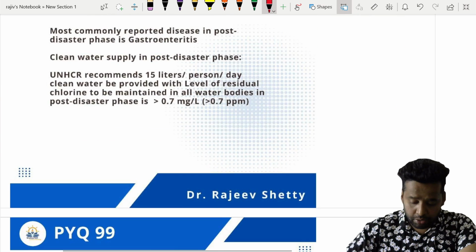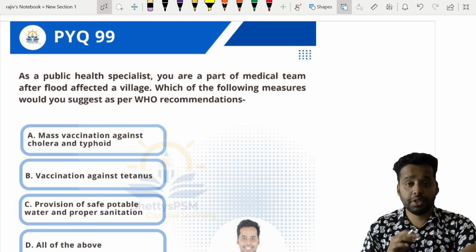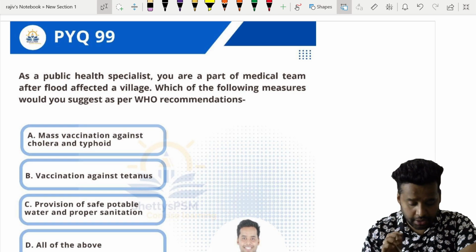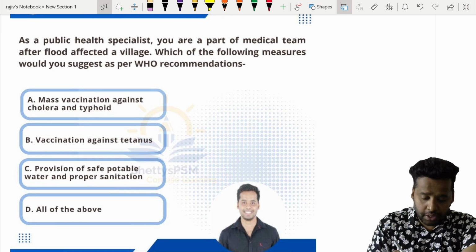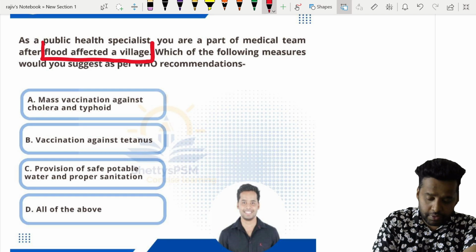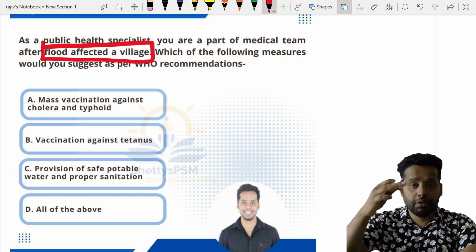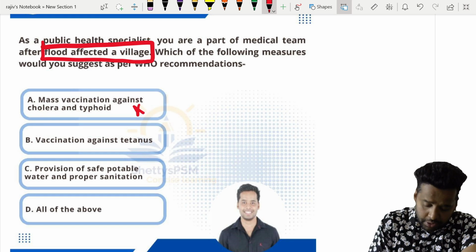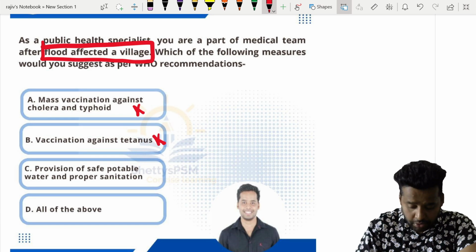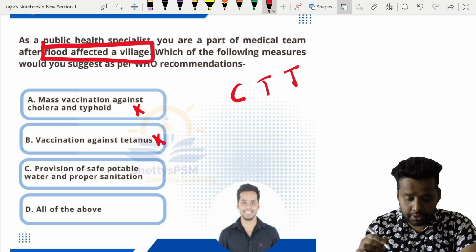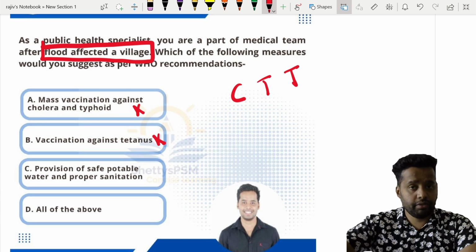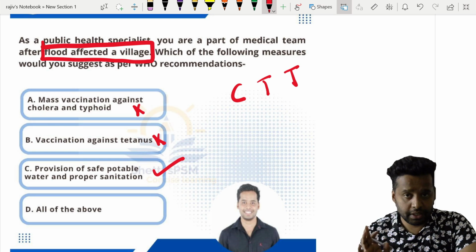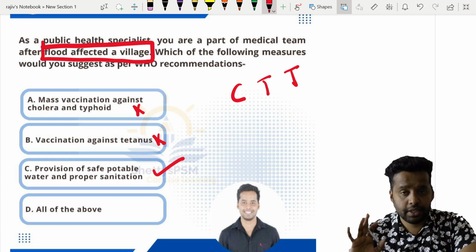In order to reduce gastrointestinal infection, because gastroenteritis is the most common outbreak which can happen after a disaster. That is the question indirectly. See here, you are going to a flood affected village and your purpose is to prevent diseases. Whether we advise vaccination against cholera, typhoid or tetanus? No. There is no mass vaccination for cholera, typhoid and tetanus. What you are advising? You are advising proper safe water and sanitary condition in order to prevent GI gastroenteritis.